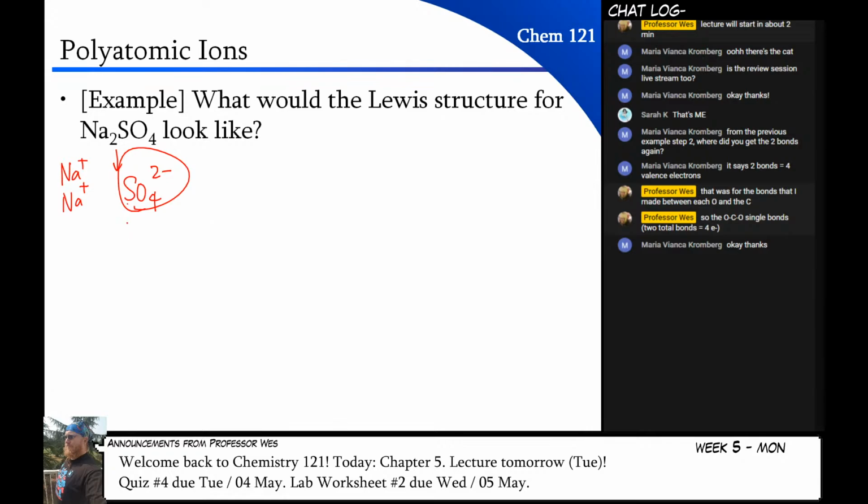So sulfur gives you 6. Oxygen also gives you 6. There are 4 of them. And then the -2 here is an extra 2 electrons. So this would be 24 plus 6 is 30 plus 2 is 32 electrons. That's a lot of electrons.